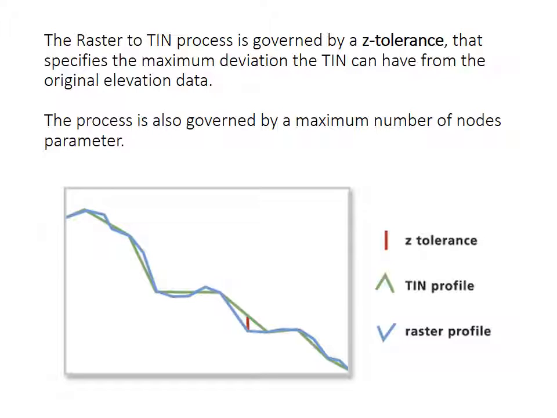So TINs work in one of two ways. We either are going to specify a Z tolerance value, or we're going to specify the maximum number of nodes. And both of these are going to work similarly. We're essentially going to take our original data. In this case, this is like a profile view. The raster is in blue. And we want to create a TIN. We want to connect all of these points, but we're only going to connect points up as long as they're within this tolerance value. Anything outside of that we're going to exclude.